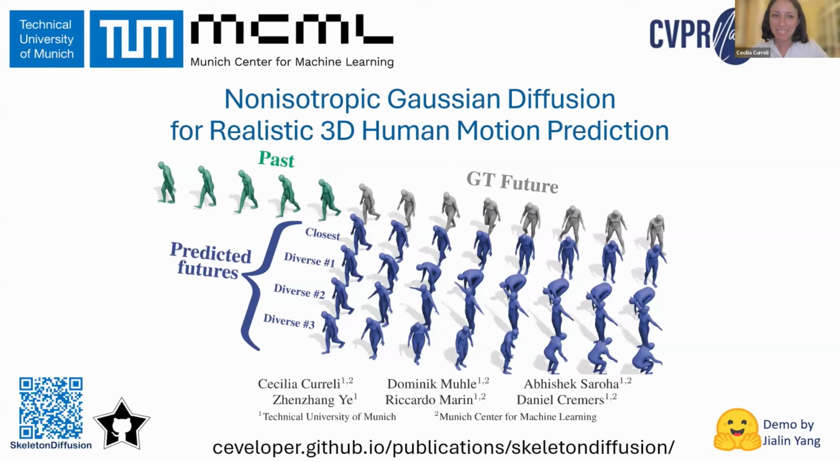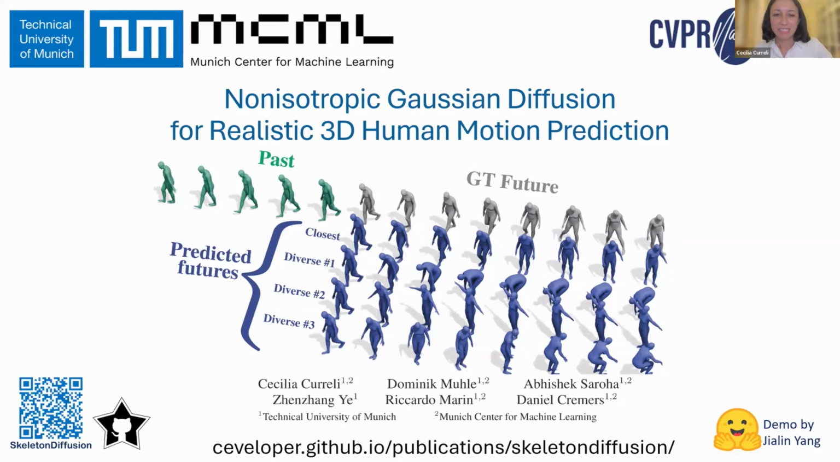First, something about myself. I'm Cecilia Curreli. I'm pursuing a PhD at the Technical University of Munich with Professor Daniel Kremers. And today I'm presenting the paper that we brought to CVPR a few weeks ago in Nashville, US: Nonisotropic Gaussian Diffusion for Realistic 3D Human Motion Prediction. The code is on GitHub. If you want, you can give it a star. And we also have a demo on Hugging Face.